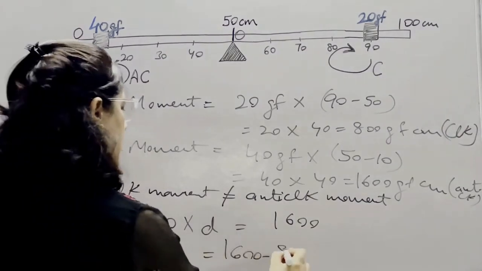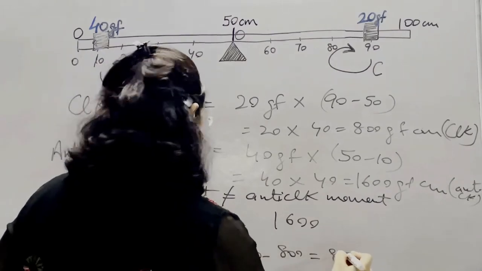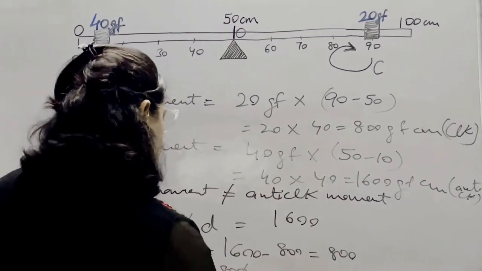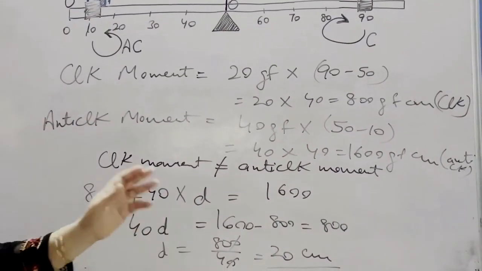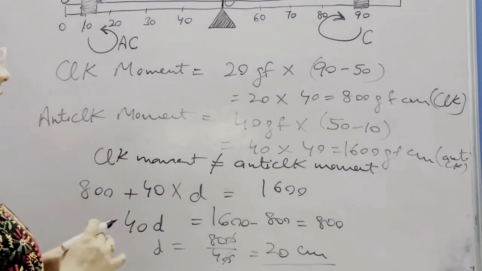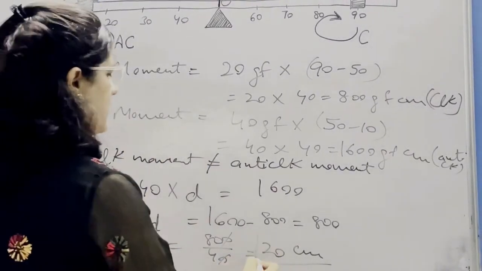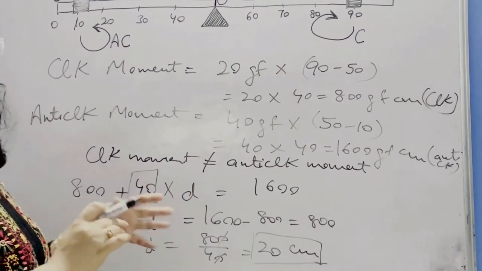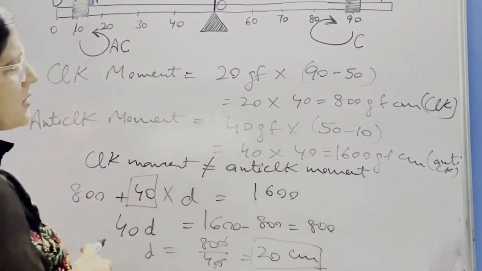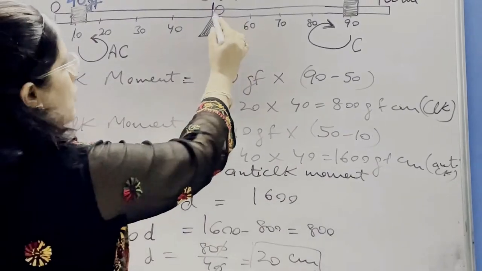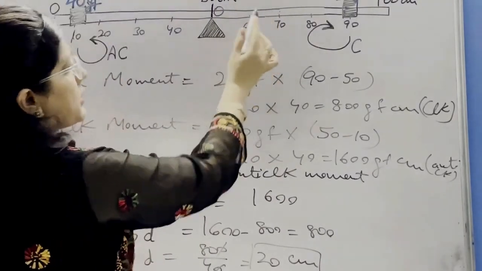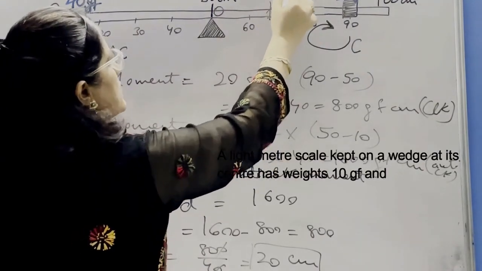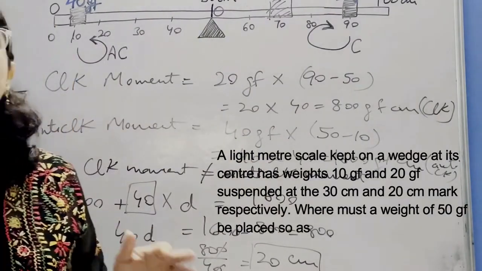So 40D plus 800 is equal to 1600. By transposing, this 800 comes on this side. So this is 800. Now D is equal to 800 divided by 40, so it means 20 centimeter. So the answer is D equal to 20 centimeter. If we have an additional weight of 40 GF, then we should place it at a position of 20 centimeter in the clockwise direction. Clockwise means this side. So 20 centimeter from fulcrum means at 70 centimeter. If we place this weight of 40 GF there, then this scale will become in equilibrium position.